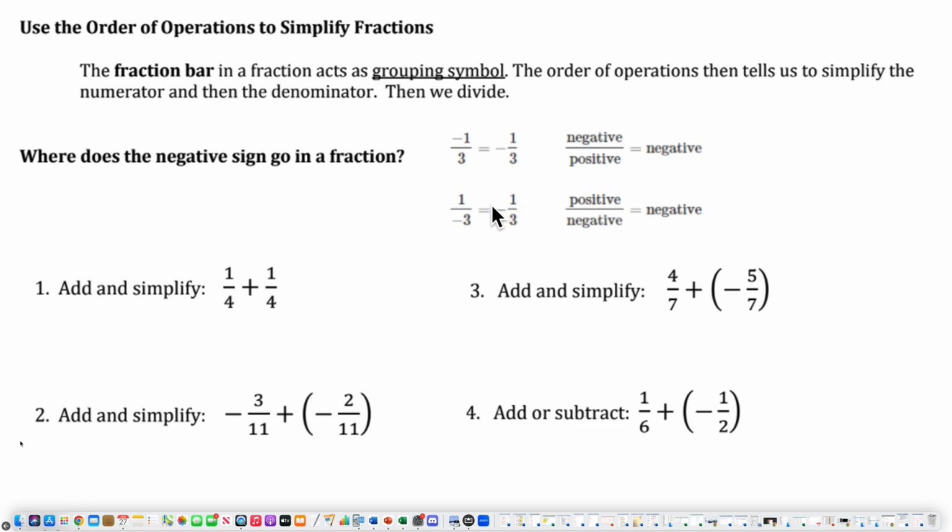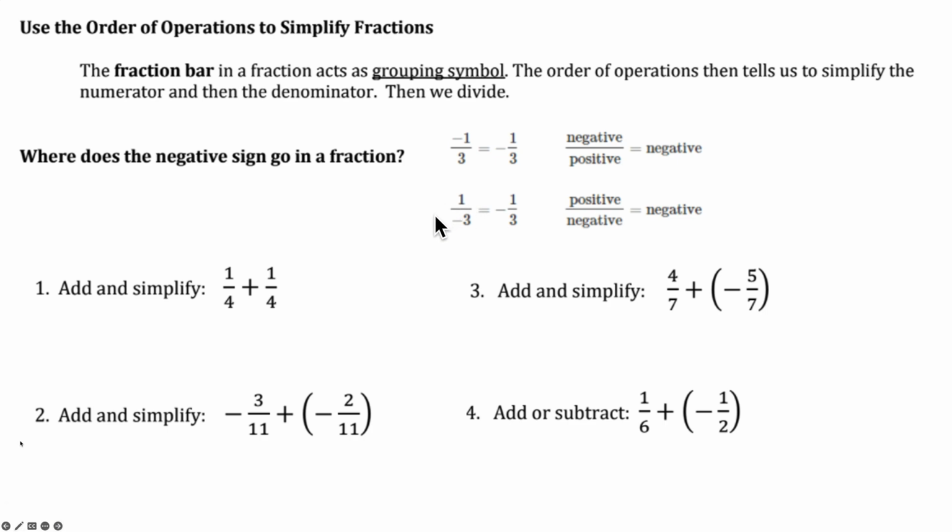All right, so let's continue with some adding and simplifying examples here. Add and simplify. The denominators are the same, so my answer will have a denominator 4. Add the top. 1 plus 1 is 2. 2/4. Wait a minute. We can simplify. 2 and 4 both can be reduced by 2. So 2 goes into 2 once, 2 goes into 4 twice, simplifies to 1/2.